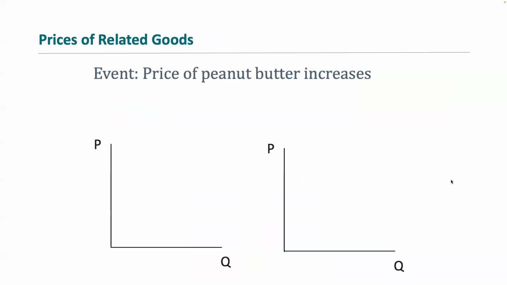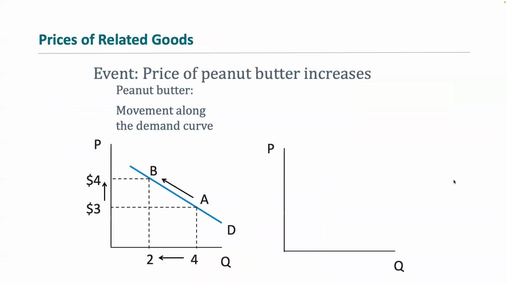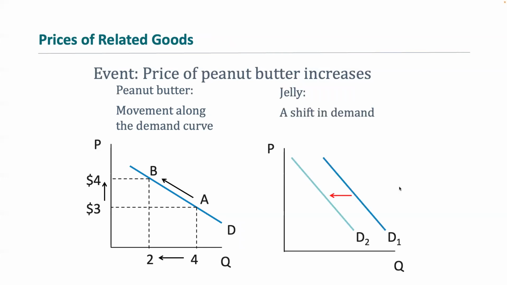Looking at the price of related goods, so we're looking at peanut butter and jelly here. We're saying that if the price of peanut butter increases, we would just have movement along that peanut butter curve. So price is what's changing. We're simply moving from A to B. And you can see that as that price goes up, less people are going to want peanut butter. Now, if peanut butter and jelly are complements, the jelly curve is going to actually jump or shift overall to the left, because if less people are consuming peanut butter, they're going to also consume less jelly.